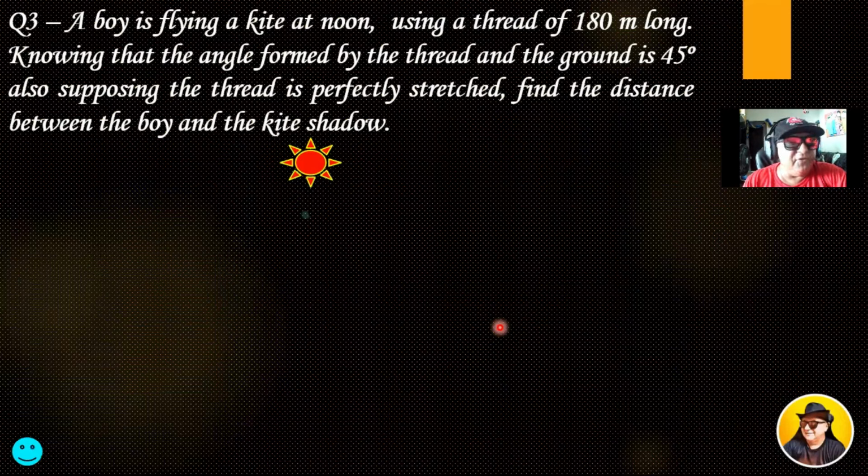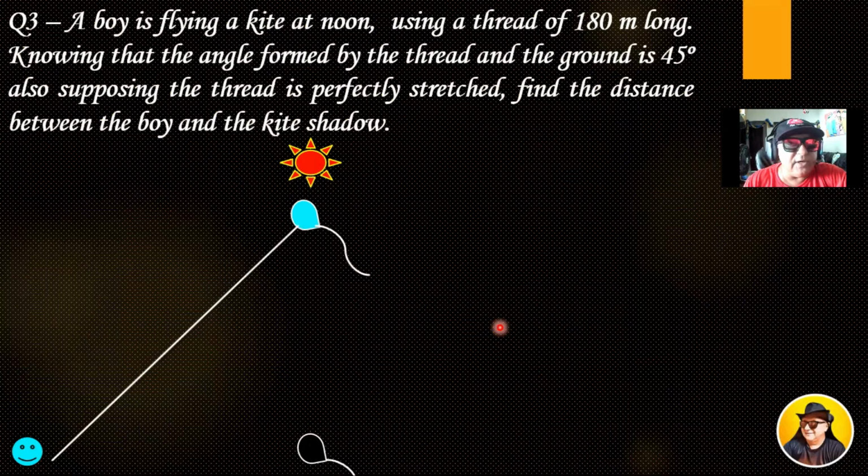Let's see. The figure is just to make you understand the situation. So it is something like this. The sun is up there. Remember it is noon, so the sun is up there. This is the boy. He's flying a kite. And of course, if the sun is right up there, the kite shadow is going to be right here in the same direction. So this is the situation.